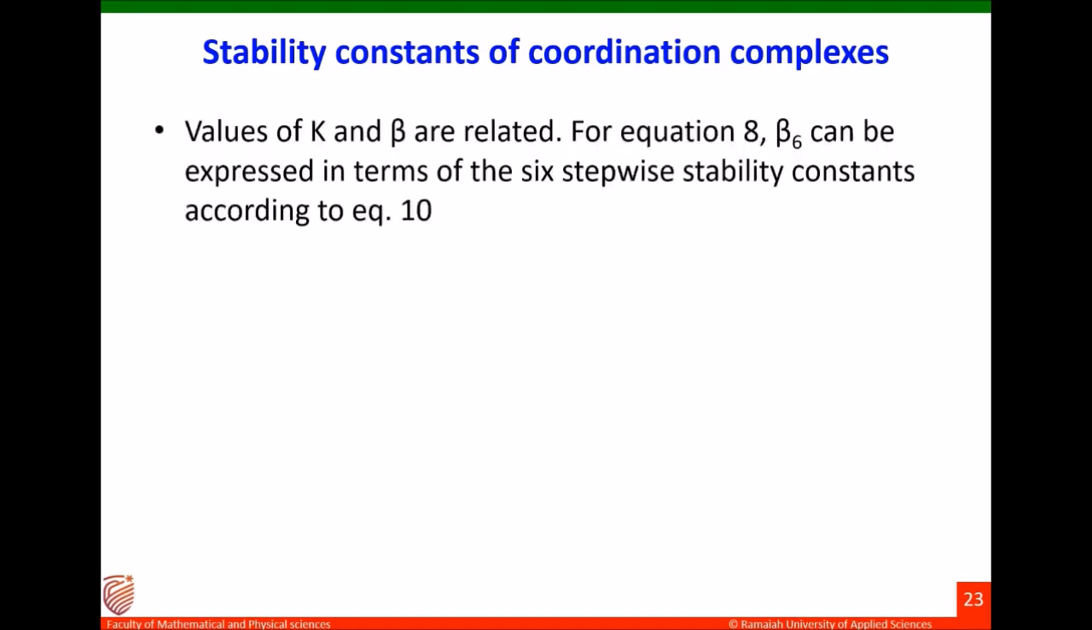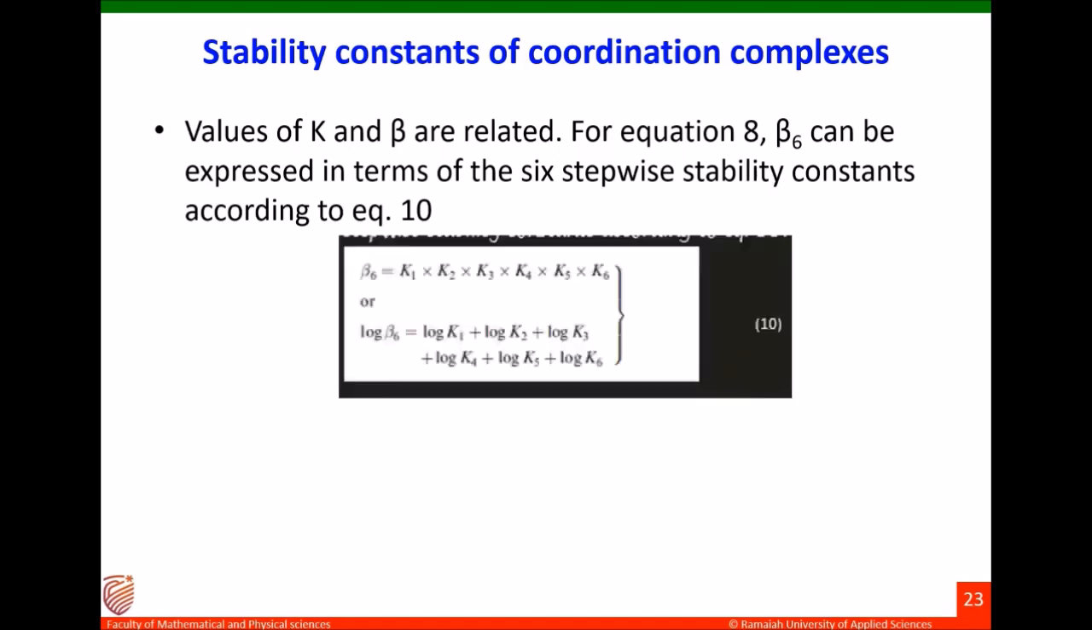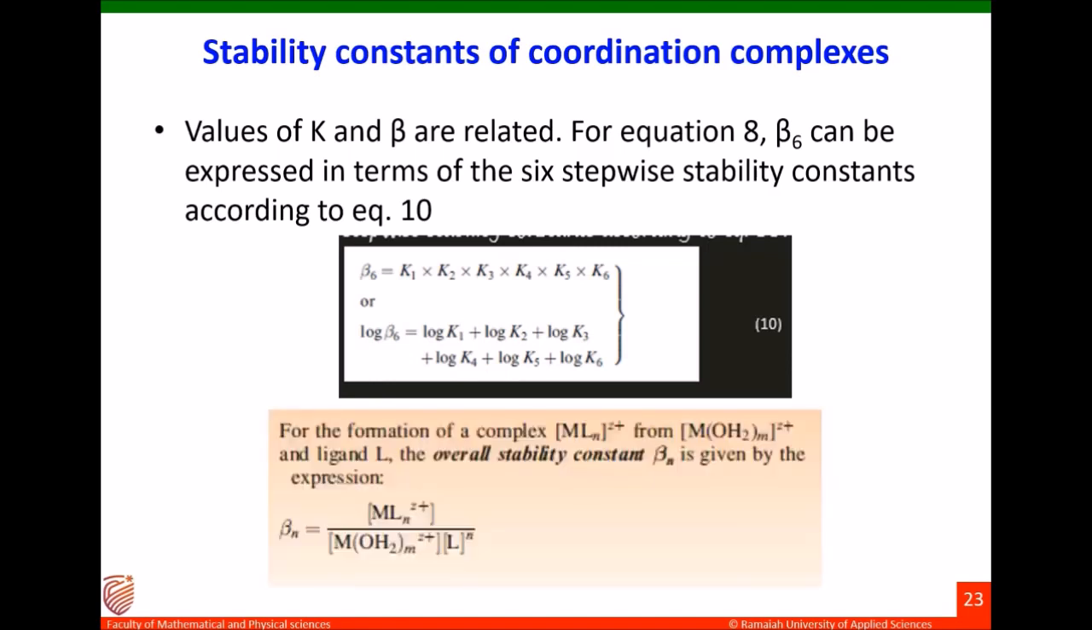Now we know that the values of K and beta are related. How? Beta 6 will be the product of all the stability constants. So beta 6 we can write as K1 into K2 into K3 into K4 into K5 into K6. If you take logarithm, it will be log beta 6 equal to log K1 plus log K2 plus log K3 plus log K4 plus log K5 plus log K6. So the stepwise equilibrium constants and the overall stability constant are related.